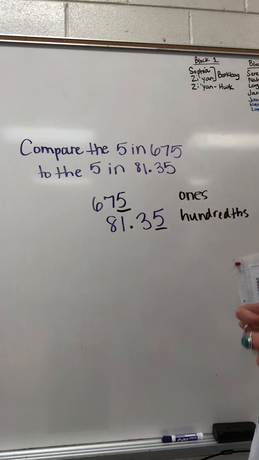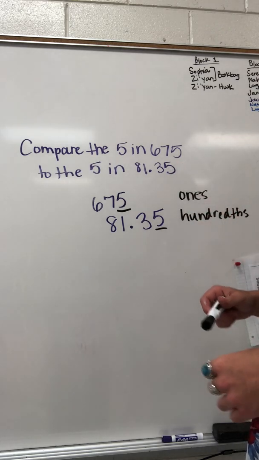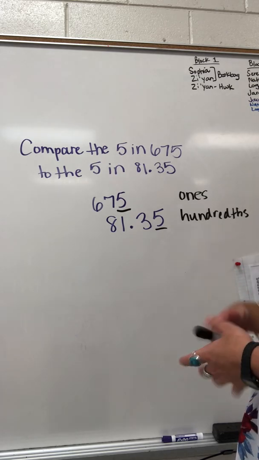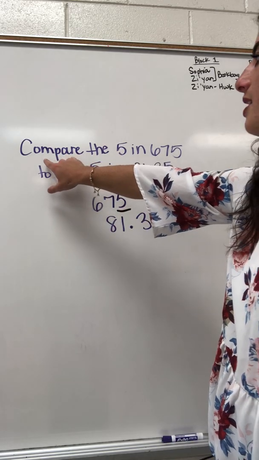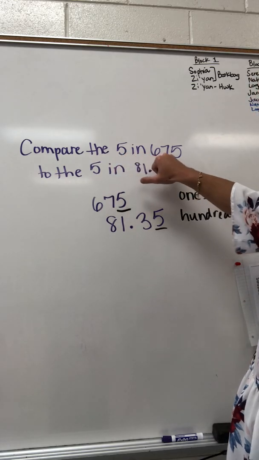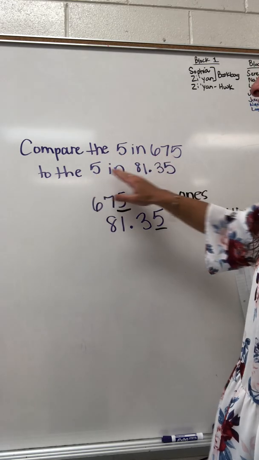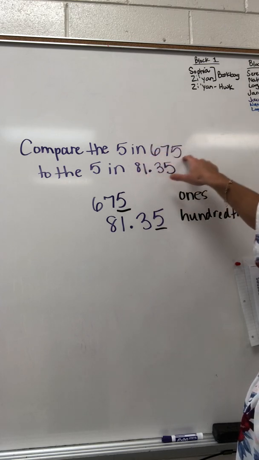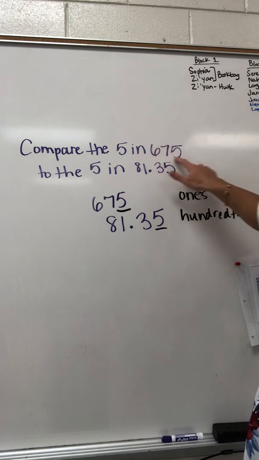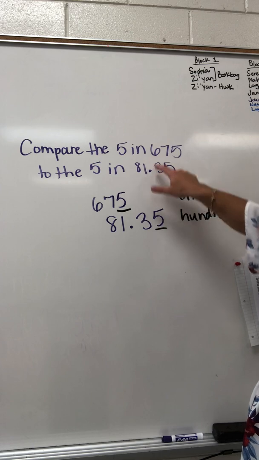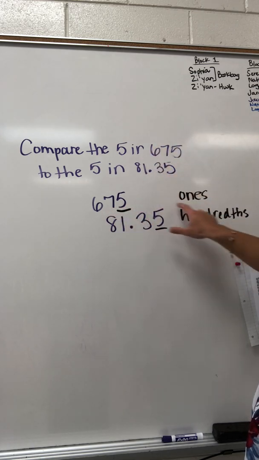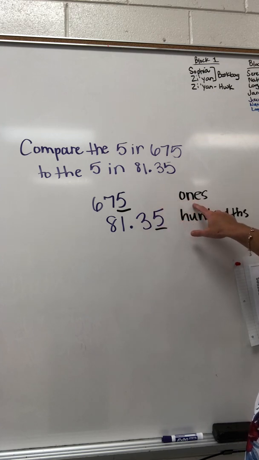Once I've done both of those things, my next step is to identify if the digit I'm being asked to compare is smaller or bigger. So in this instance, it says compare the 5 in 675 to the 5 in 81 and 35 hundredths. So I'm being asked, how does the 5 in this number compare to this number? So this is the number I want to look at. So I'm going to look at 675, and I know that that 5 is in the ones place value.